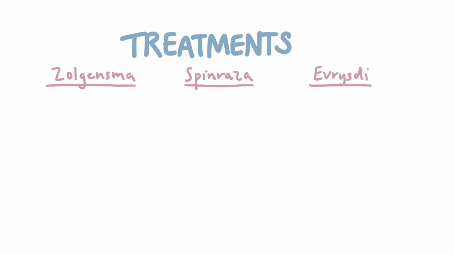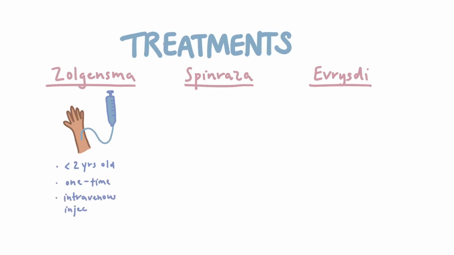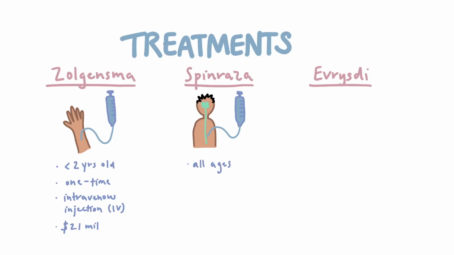Currently, there are 3 FDA-approved treatments for SMA: Zolgensma, Spinraza, and Evrysdi. Zolgensma is given to infants under 2 years old as a one-time intravenous injection, which costs $2.1 million. Spinraza is available to patients of all ages and administered every 4 months as an intrathecal injection into the spinal canal. After the first year, when the cost is higher, Spinraza is priced at $375,000 per year.